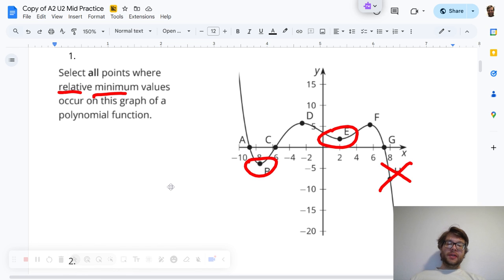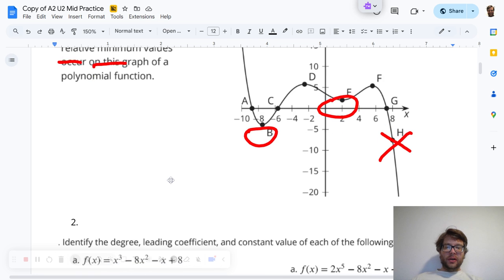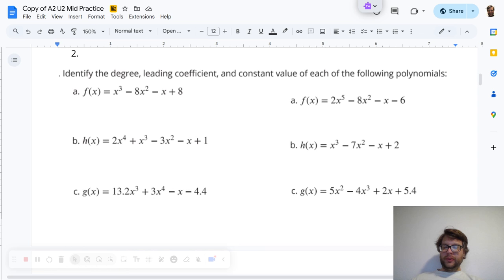If I flipped the question and said relative maxima, then we would choose D and F. A, C, and G are called x-intercepts or zeros or roots.